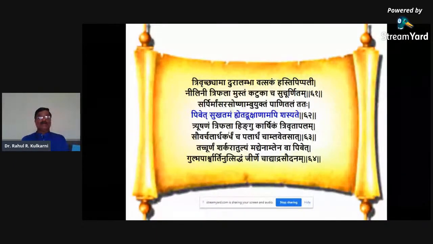Trivrut, Shyama, Duralabha, Vatsaka, Hasti, Pippali, Nilini, Trifala, Musta, Katuka: they are all to be finely powdered. Either with sarpi, mamsa rasa or ushna jala, in panitala, that is one karsha pramana, if consumed, Pibet sukhatamam hi etad rukshanamapi shasyate.